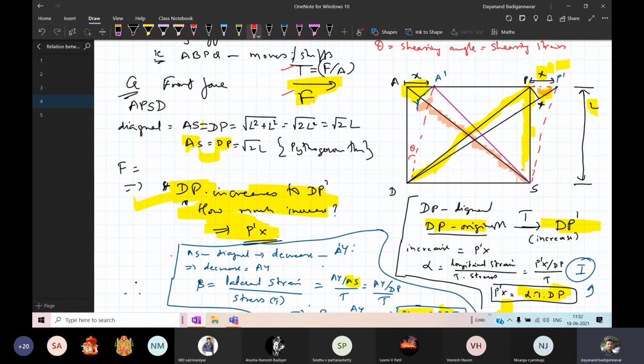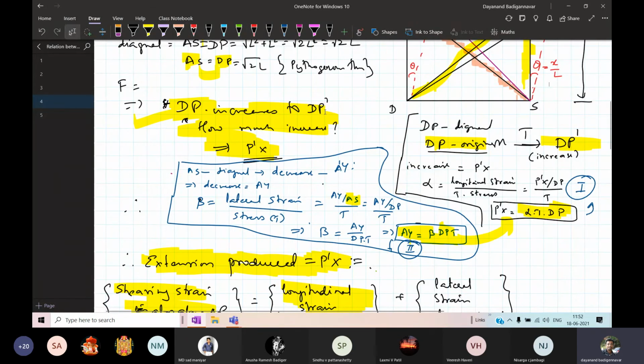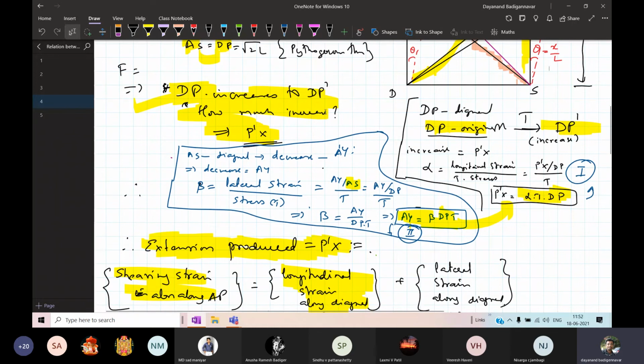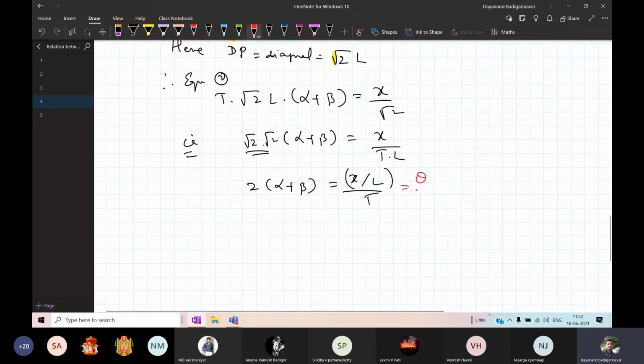Therefore, x by L is theta. This is x by L. Therefore, theta I can write as x divided by L, opposite side by adjacent side. It is actually tan theta, so it is called the shearing angle. So therefore, it is theta by T.